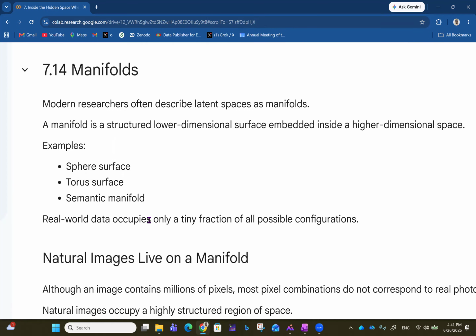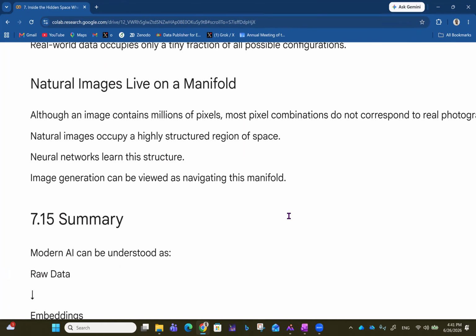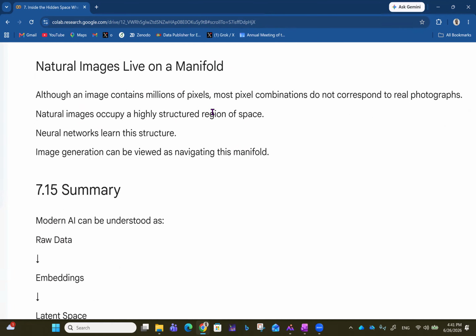Real world data occupies only a tiny fraction of all possible configurations, right? So natural images live on a manifold. Although an image contains millions of pixels, most pixel combinations do not correspond to real photographs. So natural images occupy a highly structured region of space. Neural networks learn this structure. Image generation can be viewed as navigating this manifold.